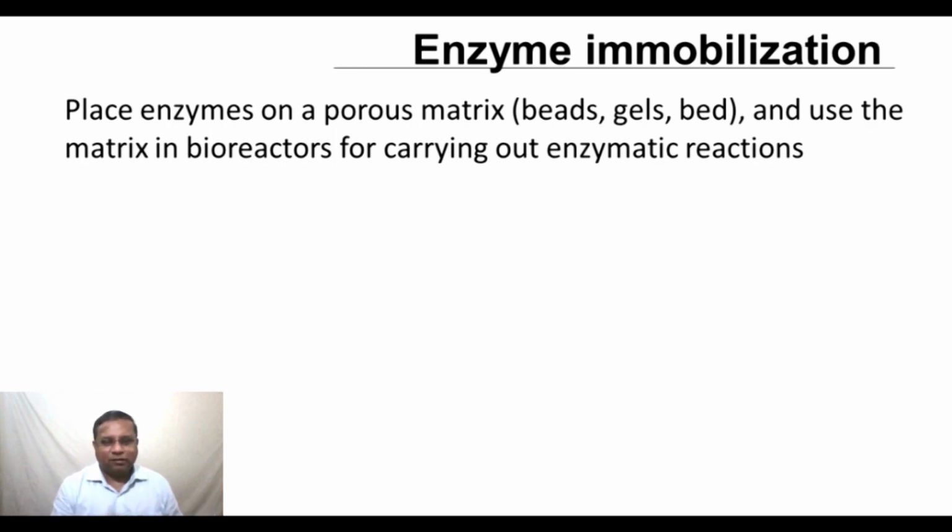It could be a porous matrix such as a bead or a gel or even a bed, and carried out the enzyme reaction with the immobilized enzyme. They have placed enzymes on a porous matrix and used the matrix in bioreactors for carrying out enzyme reactions. The beads and gels, it is quite easy to see. You can just add them to the reactor, a stirred environment, maybe a stirred reactor, and then the substrate gets into these beads or gels, it interacts with the enzyme, the product gets made, the product comes out. Or it could happen in a bed where we have a bed with this matrix, the substrate solution passes through this bed, and when it comes out at the end of the bed, the conversion is done.